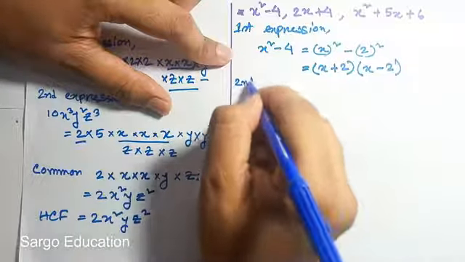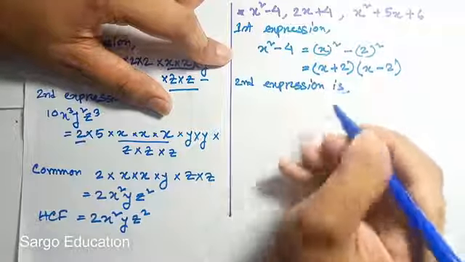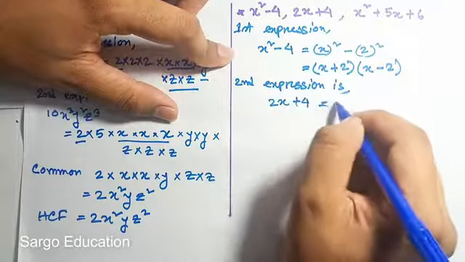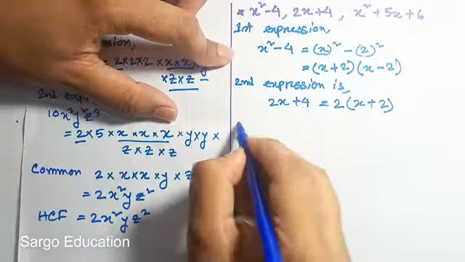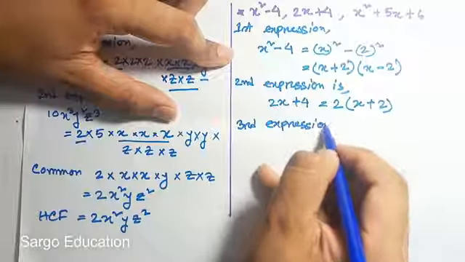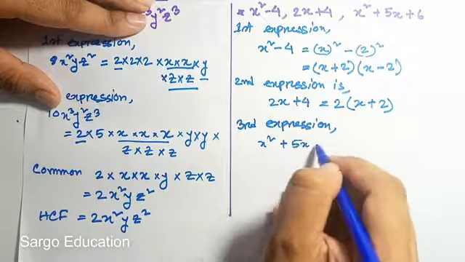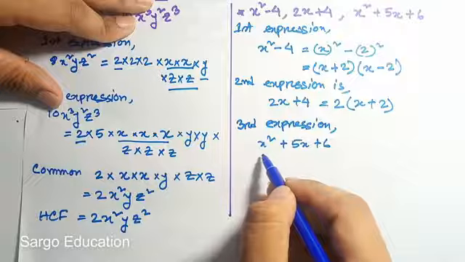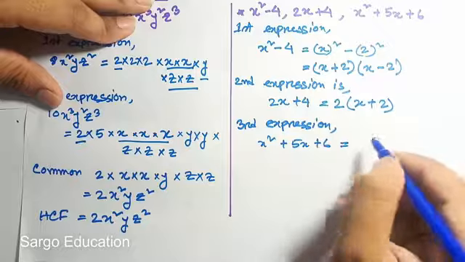Now the second expression is 2x plus 4. We can take common 2, then the term is x plus 2. And the third expression is x square plus 5x plus 6. Do you know what is the term of? Yes, it is middle term. So we use the middle term formula here.